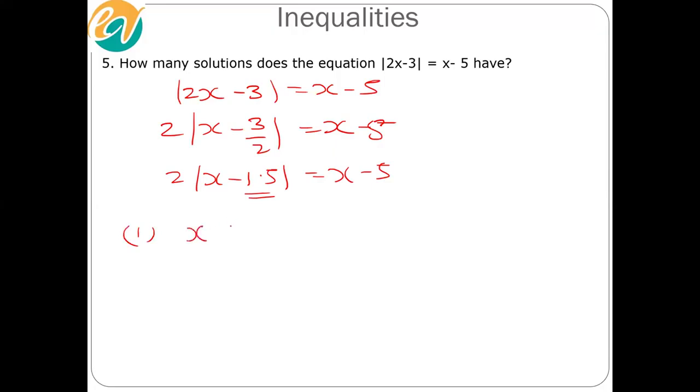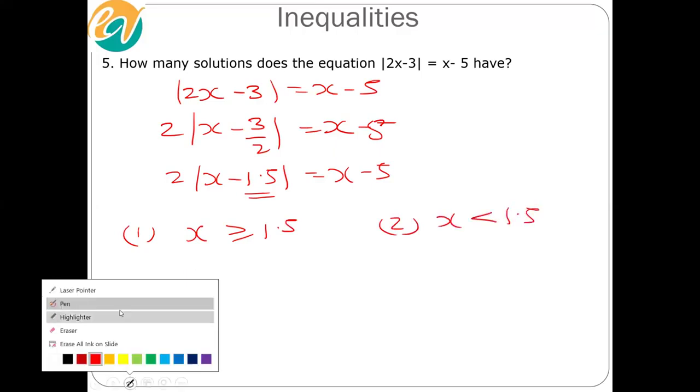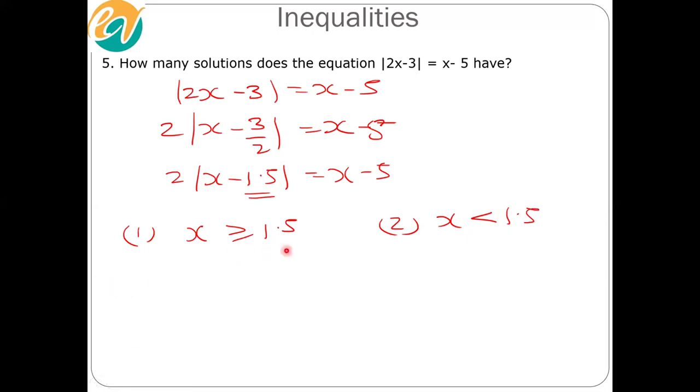Consider two cases. X is greater than or equal to the inflection point, or X is lesser than the inflection point. So greater than 1.5, give me a value: 2. So for X equal to 2, clearly this is positive, so we put a plus sign here, correct? Plus 2 times X minus 1.5 is equal to X minus 5. Okay, now let's take a value lesser than 1.5. Give me a value: 1.